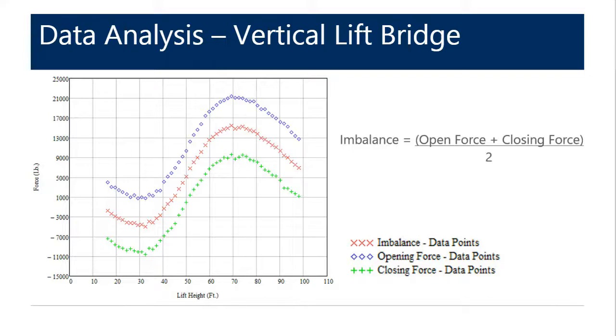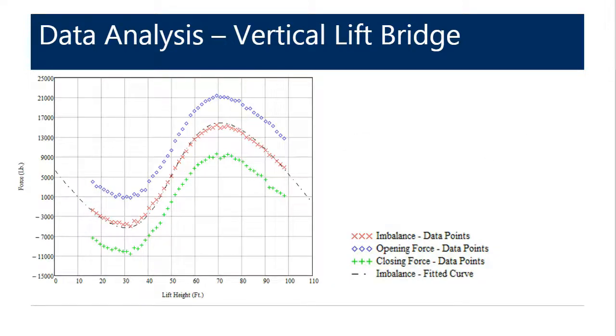The calculated imbalance based on the fundamental equation presented here results in the red imbalance data points plotted at each selected data incremental lift height. And again, you can see that the imbalance data follows the same trend as the operating force. The black dashed line is fit through the calculated imbalance data points. This fitted curve is governed by the fundamental imbalance equation for this lift span. The integrity of the balance analysis can be evaluated by comparing the theoretical balance curve against the actual balance data. The better the two plots overlay one another, the better the balance analysis.